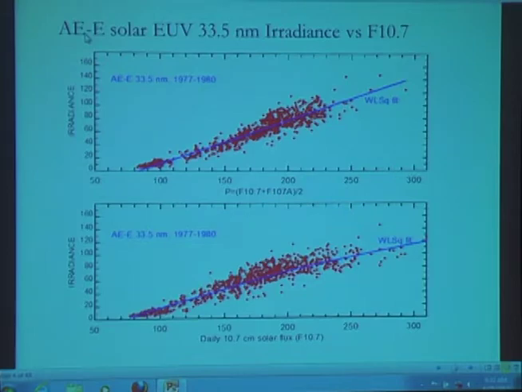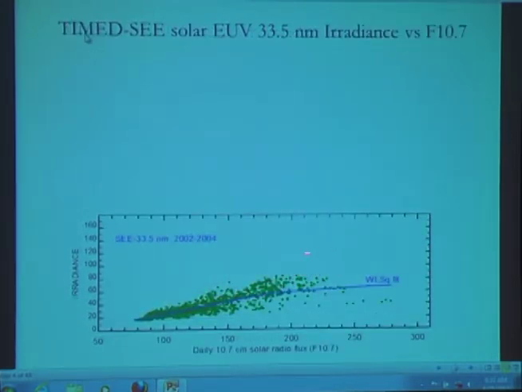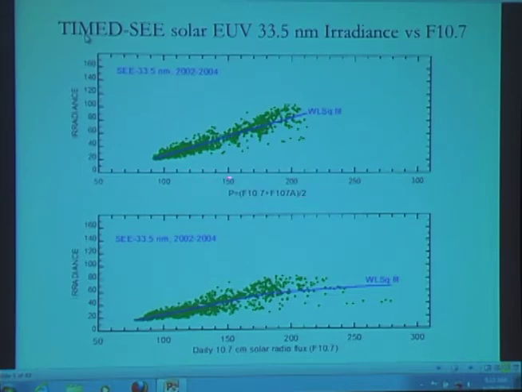Now, if you look at the TIMED C 33.5 nanometer data and plot it, you get a similar situation. You get this almost linear increase and then a tailing off. This is the TIMED C data. And then again, if you plot it with this parameter P, you get a nice straight line, but again with quite a bit of error on particular occasions. And if you compare this with the Atmosphere Explorer data that I showed before, you can see that the variation is very similar. The absolute magnitudes are somewhat different, but the actual variation with this parameter P is really similar.